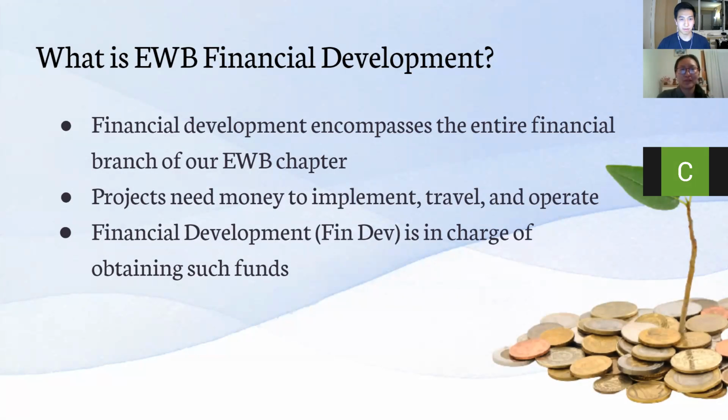So what is EWB financial development? Financial development is a term that encompasses the entire financial branch of the Rutgers EWB chapter. I consider the financial development branch to be the backbone of the organization. In order for EWB to function, we need money, and projects need funds to implement, travel, and operate. So it is crucial to obtain funding. The Financial Development Committee and the members involved work to gather the funds necessary to do all of these activities. Next slide, please.